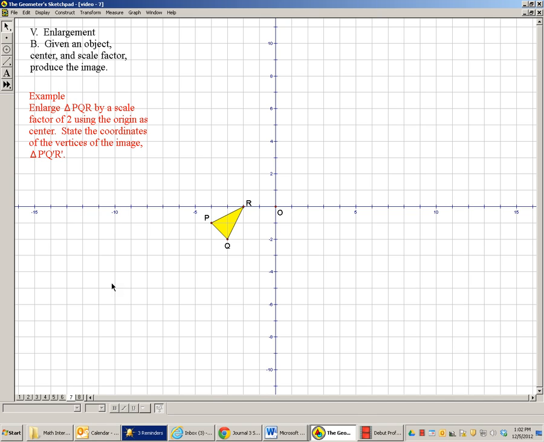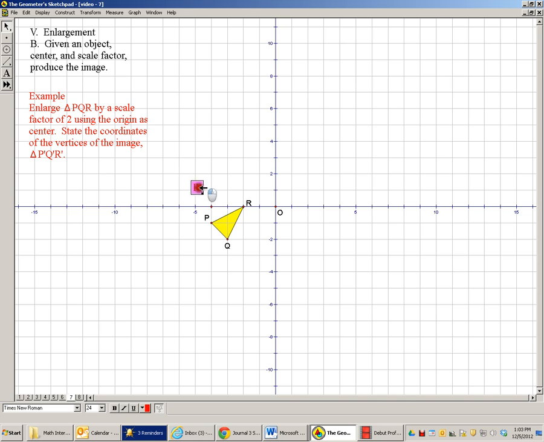Enlarge triangle PQR by a scale factor of 2 using the origin as the center, and then state the coordinates of the image after you do that. So here I've got PQR. Well, I know that the distance from O to R is 2, so that tells me that I need to double that to get from O to R prime. O to R is 2. My scale factor is 2, so I want to double that, so I'm going to go 1, 2, 3, 4. That guy right there has got to be my R prime.